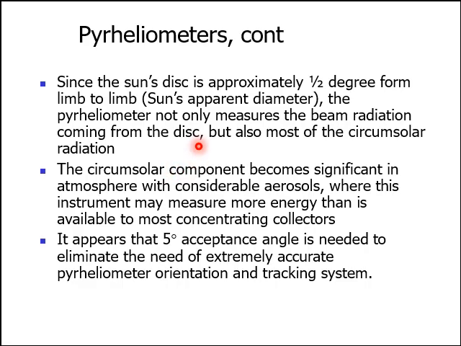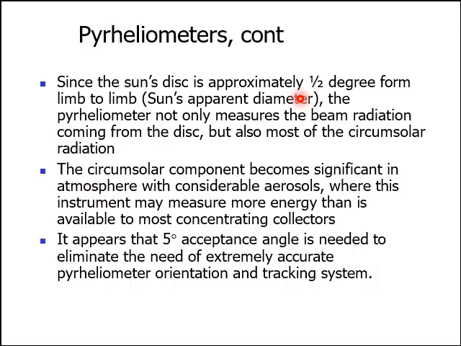So the pyrheliometer, although it's supposed to give us the direct radiation only, due to this aperture angle allowance, there will be some mixture of the circumsolar component. The circumsolar component is the other irradiation component, not the direct one, and it becomes significant when the atmosphere is loaded with aerosol particles like water vapor or cloud.